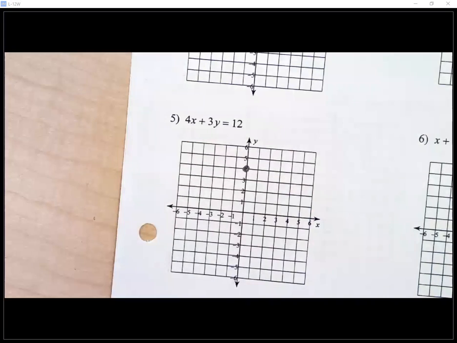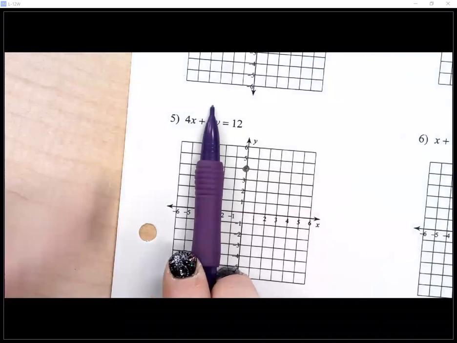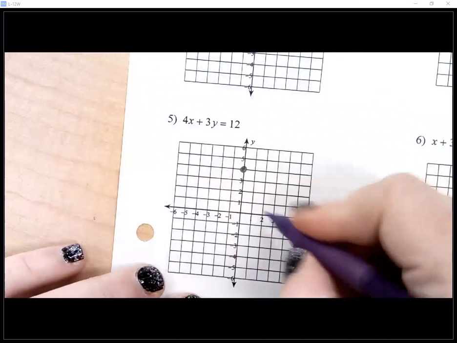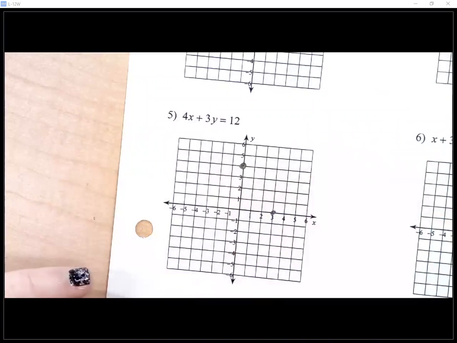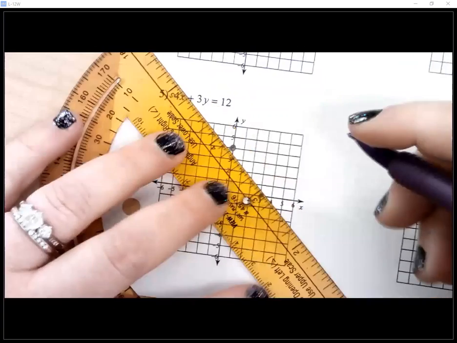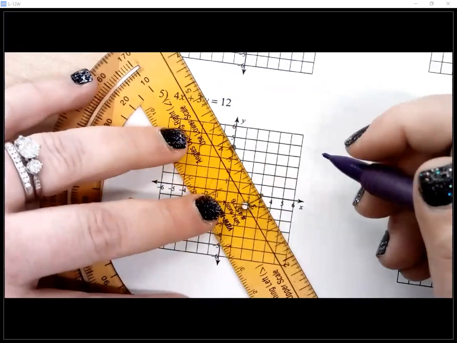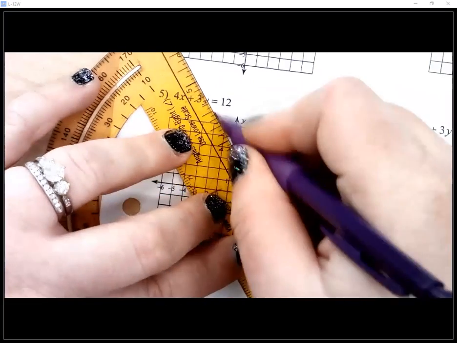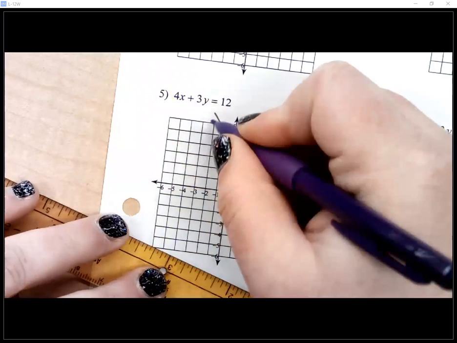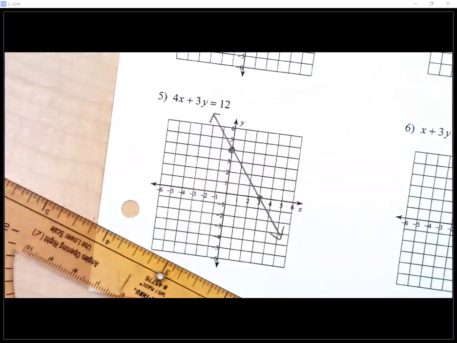And then I can do the same thing. If y is 0, plug that up. 4x equals 12, x has to be 3. Then I can just connect those two. Ooh, that was fast. Now, there are times where it's not so nice. Like what happens if you do that and then your answer is like 15 and that's off your grid? Well, now it's annoying. And there's lots of times where it doesn't go in nicely.